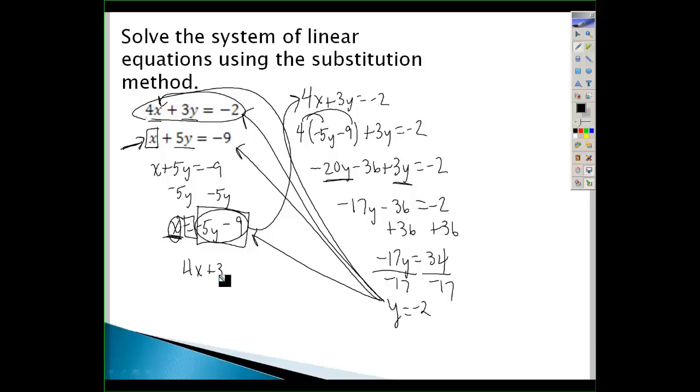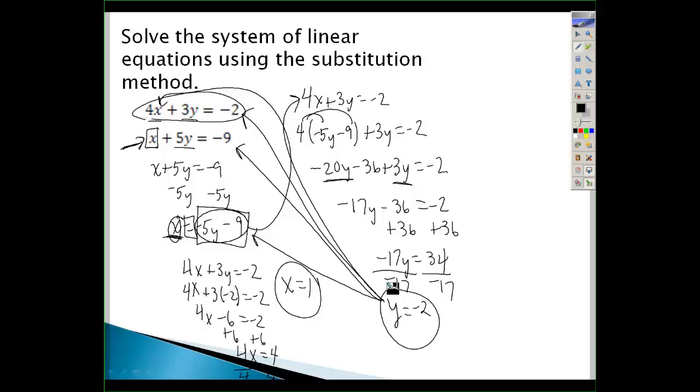Our first equation was 4x plus 3y equals negative 2. I know that y equals negative 2, so I'm going to plug that in. So 4x minus 6 equals negative 2. If I add 6 to both sides, I know 4x equals 4. And if I divide both sides by 4, I know x must equal 1. So my solution would be x equals 1 and y equals negative 2. And I can write that as the point (1, negative 2), because if I graphed these two lines, I know that they would cross at the point (1, negative 2).